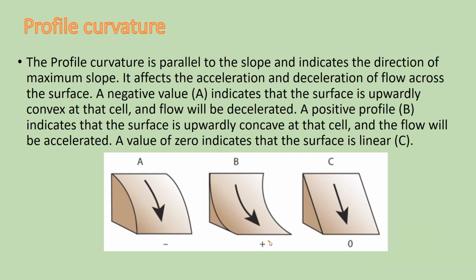A value of 0 indicates the surface is linear. So if the value is 0, it's linear. This kind of curvature is less prone to soil erosion compared to this. More prone to soil erosion compared to minus values, but less prone compared to plus values.